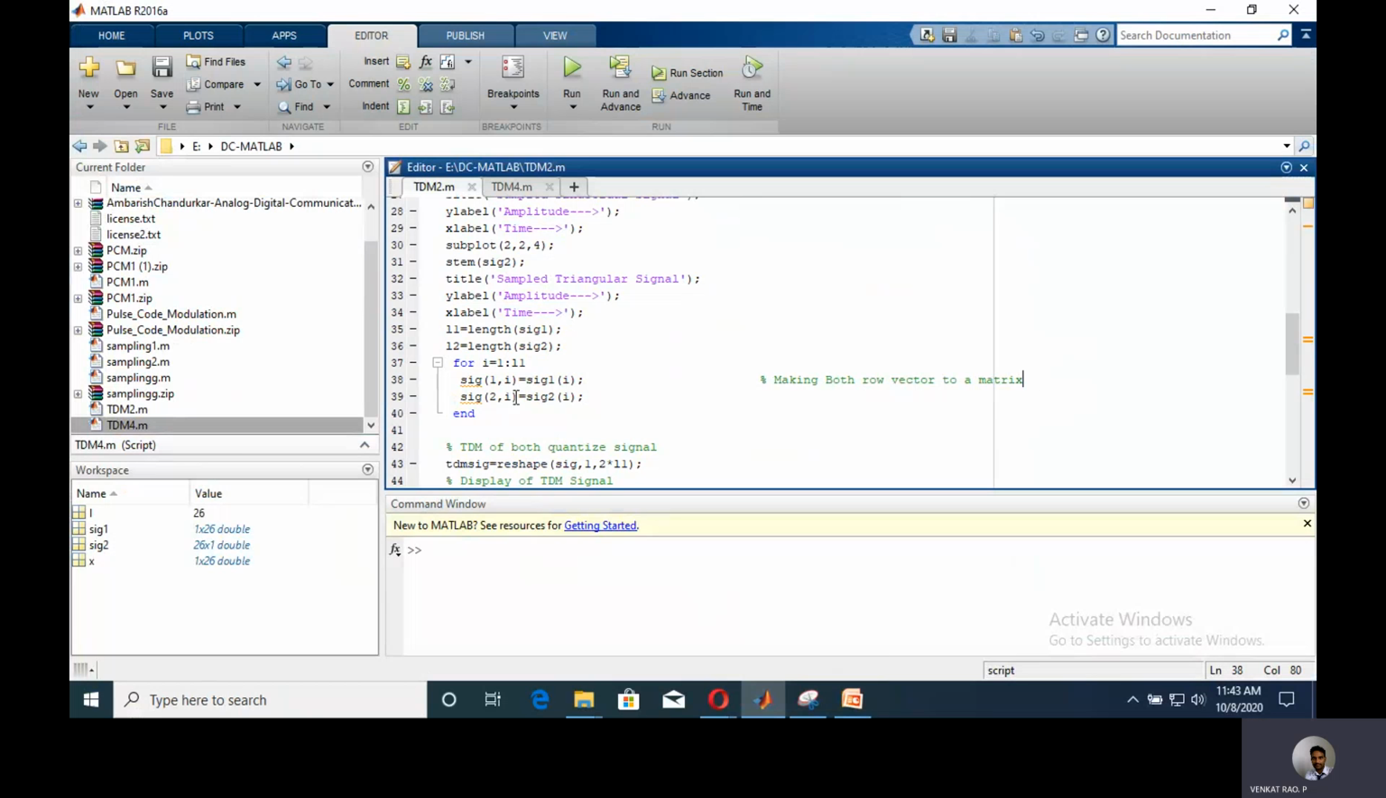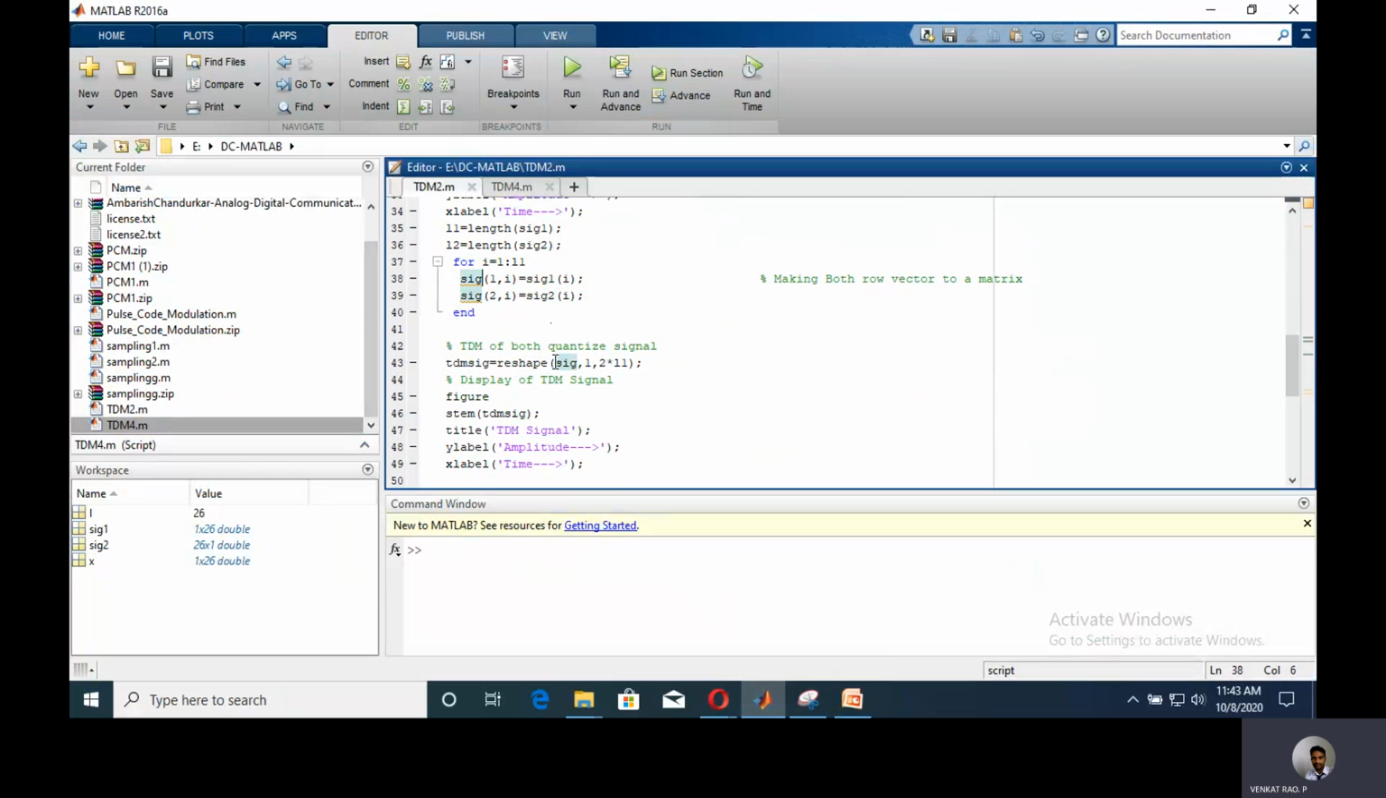So the matrix size is represented by these elements. 1 comma I represents the first row. In that, all elements are nothing but signal 1 elements. Next, the second row. In the second row, all elements are nothing but second signal elements. So that finally, this variable contains all the row values of the two signals. So it is directly converted into a matrix form. So the Sig variable contains the signals as a matrix.